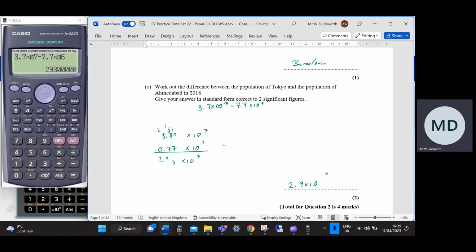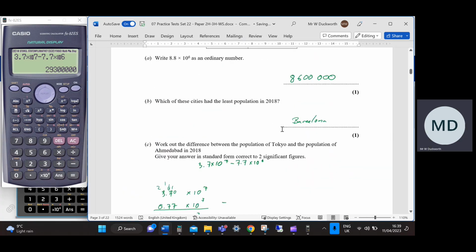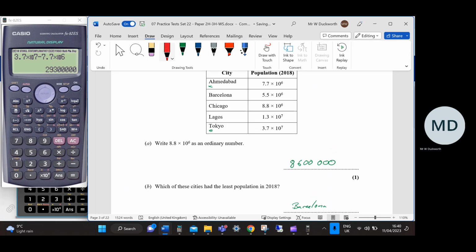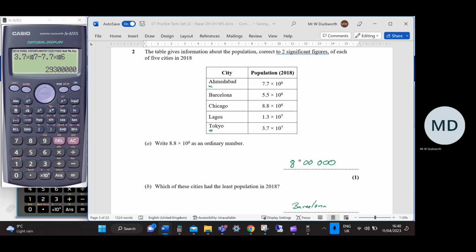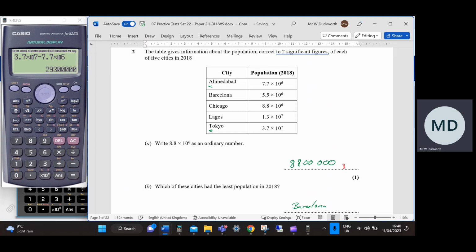I said I was converting them both to be in the same base, but I didn't do it here. Right, and that's it for that page. So if I go to the mark scheme, question 2A, I'm looking at, and I've done a misprint, so that should have been an 8. Right, so it was B1 for that, and for Barcelona, B1.